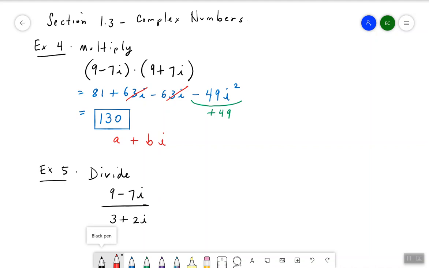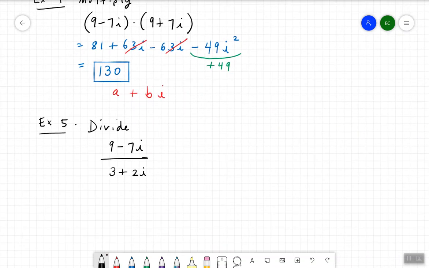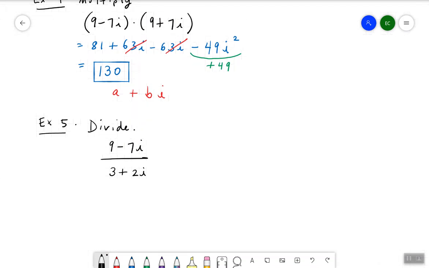Okay, so let's go ahead and go on to the division now. Oftentimes when you see instructions to divide two complex numbers, there's a reminder to write your answer in the form a plus bi. And so what you have right now is you have a plus bi in the numerator, and you also have another a plus bi in the denominator.